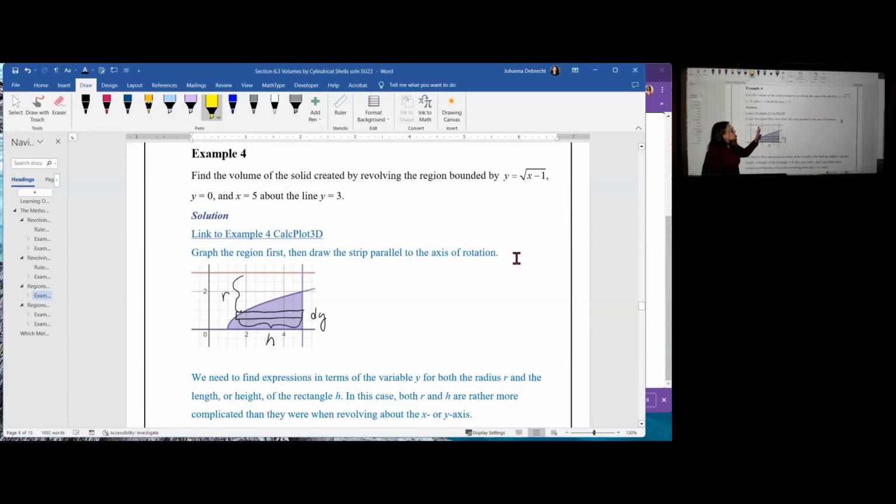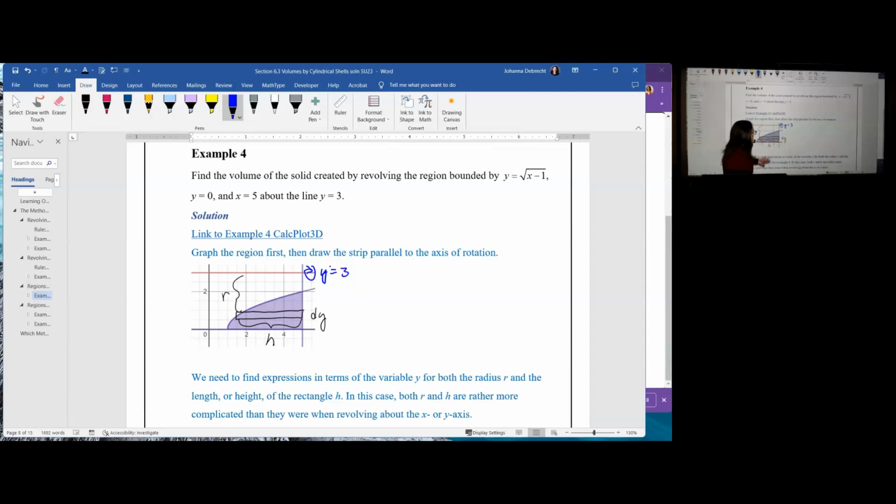In example 4, we have a region that is bounded by the square root of x minus 1, the square root function shifted 1 to the right, and by y equals 0, which is the x-axis, and the vertical line, which is x equals 5. The purple shaded region here is the region we want to revolve. However, we do not want to revolve around the x-axis. We want to revolve around the horizontal line here at y equals 3. This line is the axis of rotation.